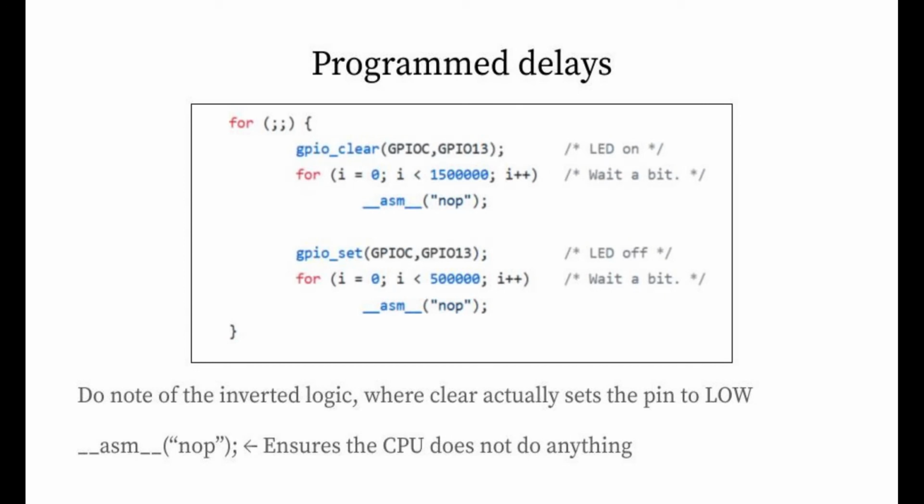It's rather straightforward, but do take note of the reverse configuration, where the clear function causes the LED to switch on rather than switch off. This is due to the way that the board is wired. Also, the for loop contains the code ASM NOP, which is an assembly function that does nothing. This is done explicitly so that the for loop is not skipped due to compiler optimization. Other than that, it's pretty much your typical blink LED code with program delays in it.